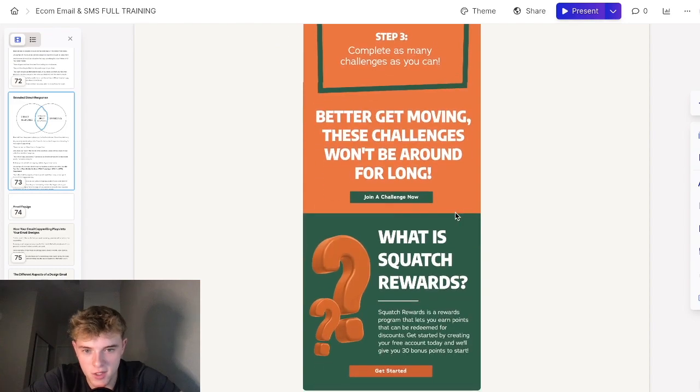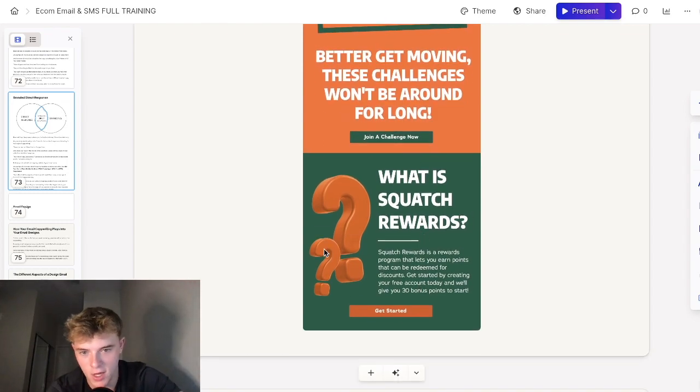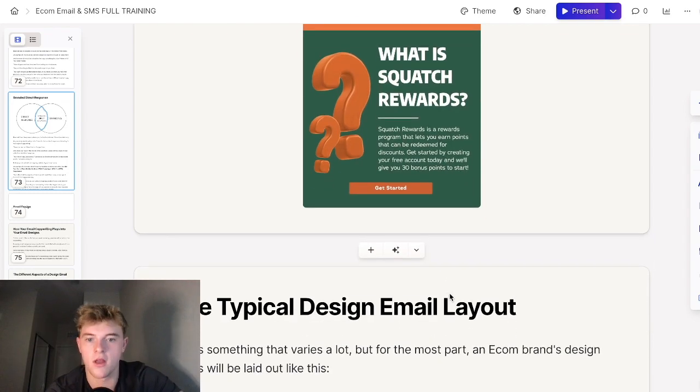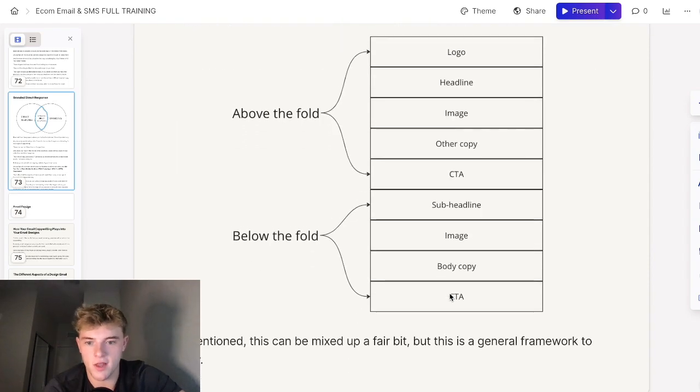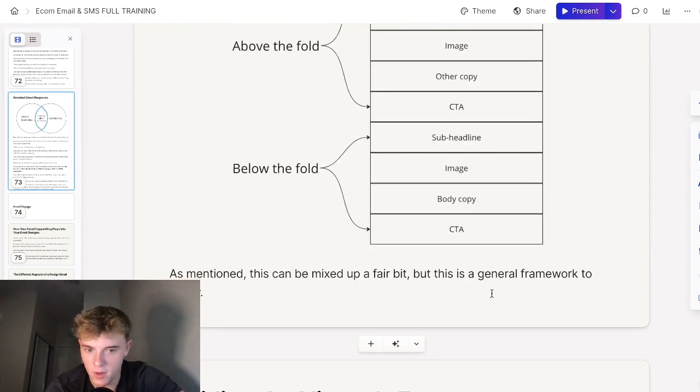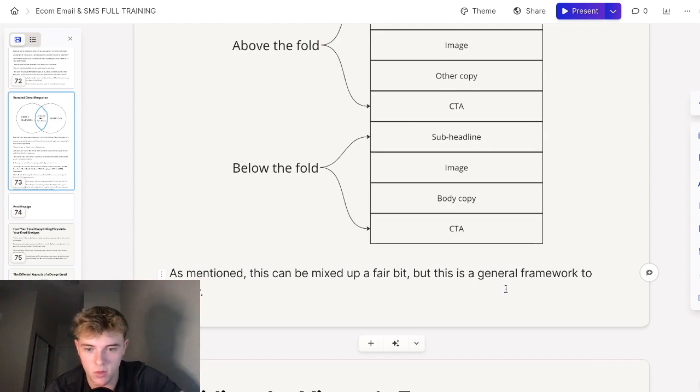This could be considered a transition. It's not really a transition, but it moves it from this section to the next. More copy, call to action, imagery. You get the idea. So that's the basic layout. Like I said, this could be mixed up a fair bit, but it's a general framework to follow that you'll see success with.